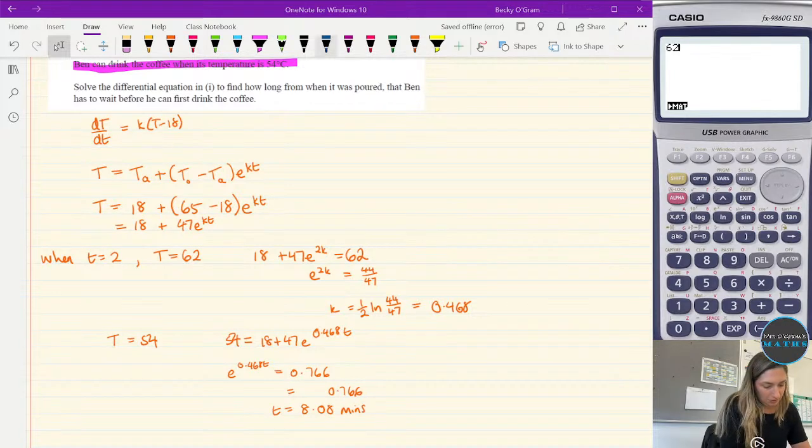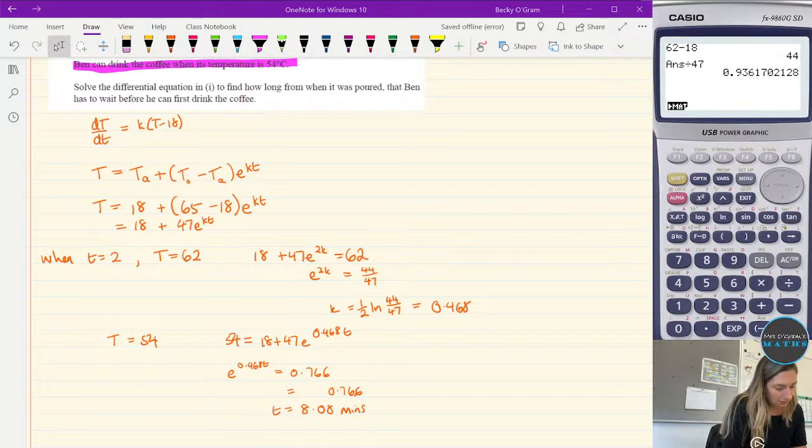So at the moment, I'm going to go back to this line just here. It's 44 over 47. e to the 2k is equal to 44 over 47. Natural log of that. What is going wrong?